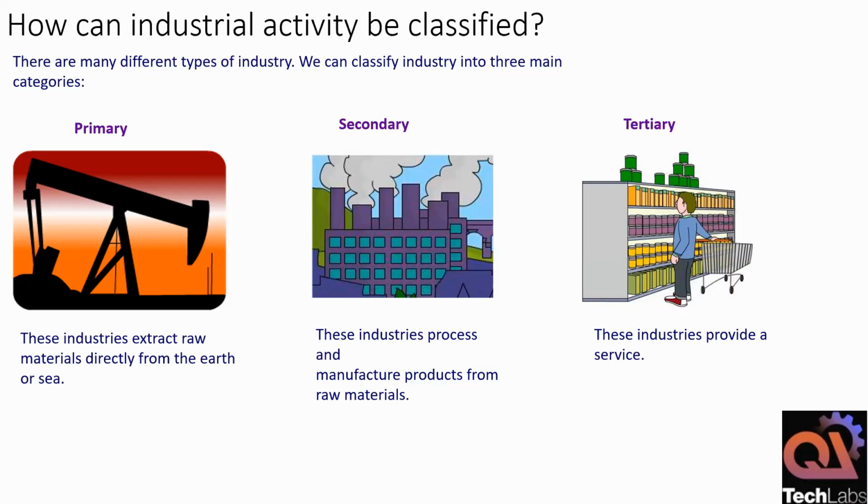Okay, the industrial activity can be classified into primary, secondary, tertiary. Primary extracts from nature, secondary processes whatever we have extracted, tertiary is a way of selling it to the end users. This could be one simple definition of understanding how industrial activities can be classified.